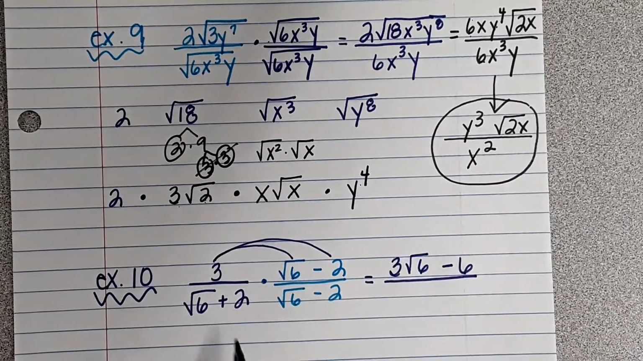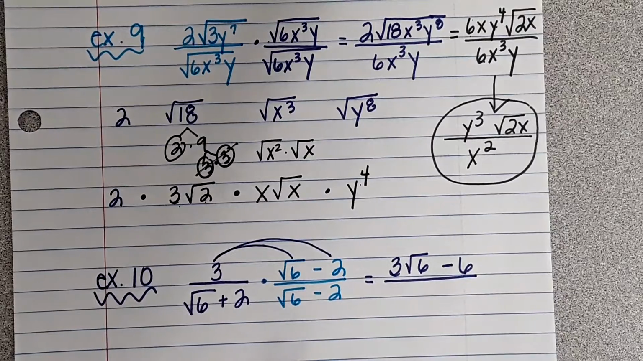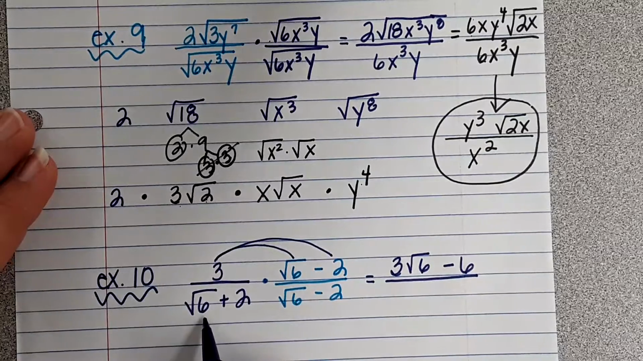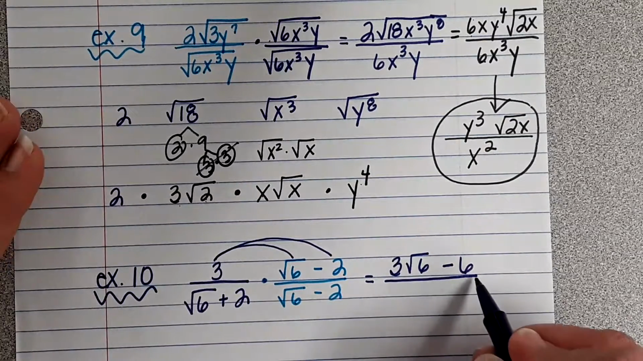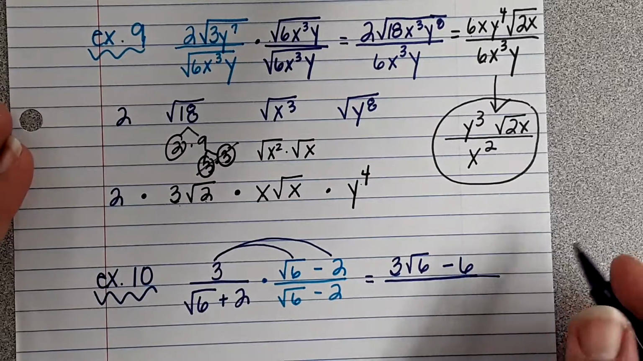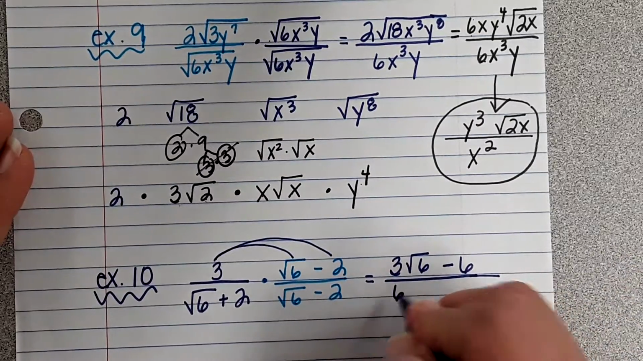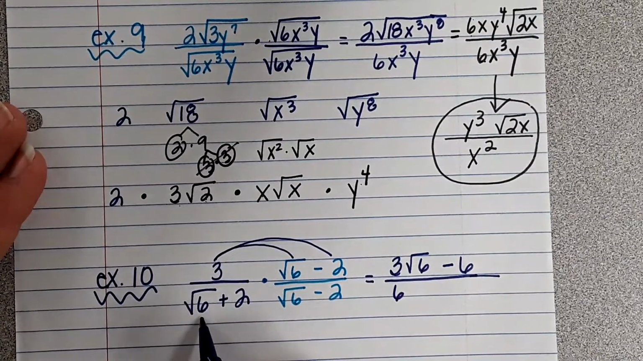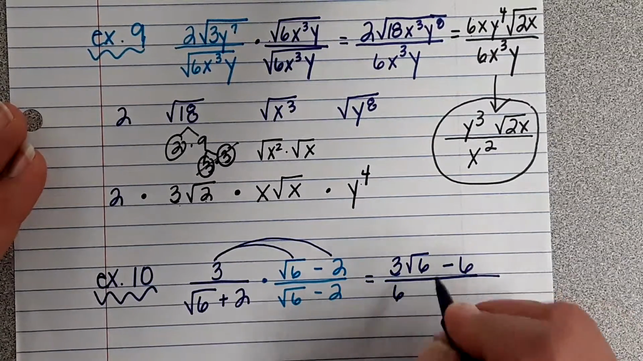Now, even though they're identical, you guys, it operates a little bit different because now we're using FOIL. We're using that distributive property. So what is the square root of 6 times the square root of 6? You do know that one. What is the square root of 6 times the square root of 6? 6. It is 6. What is the square root of 6 times negative 2?